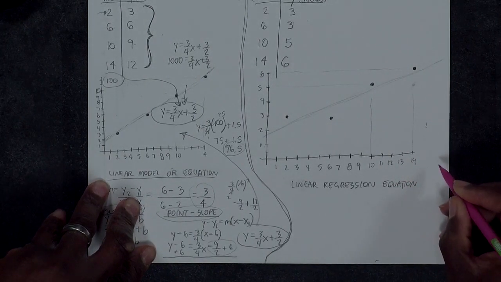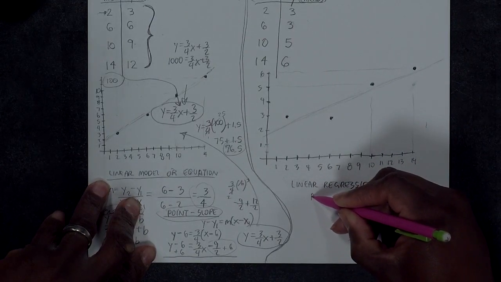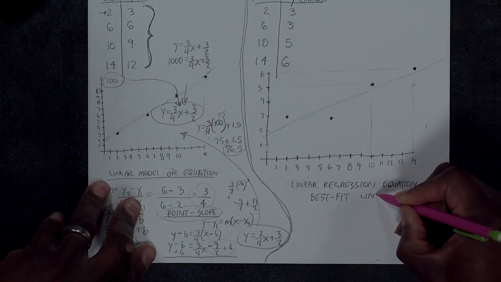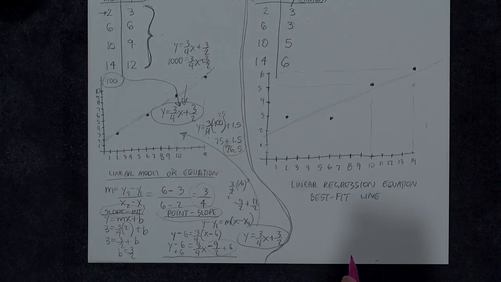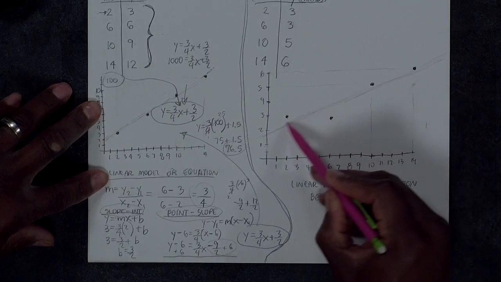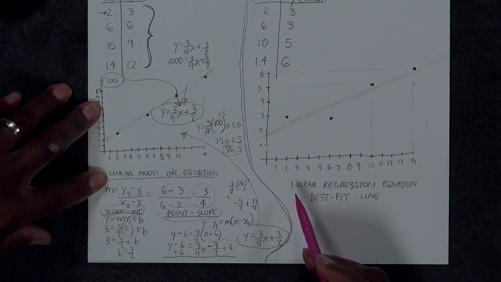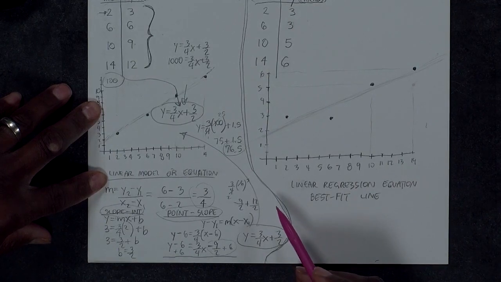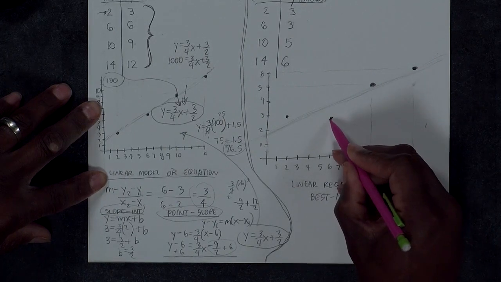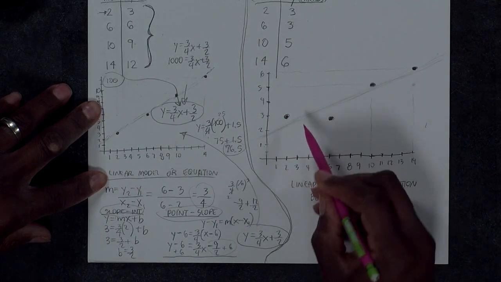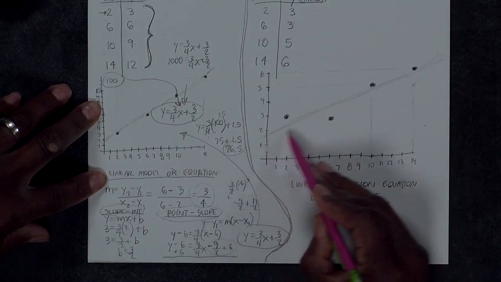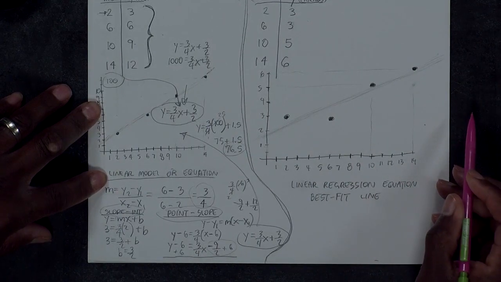A linear regression equation, sometimes I've seen it called a best fit line, a best fit equation. So what is the best linear equation that represents this data? What's the best equation that represents the data points that we have here? What linear equation would fit best in between these data points?